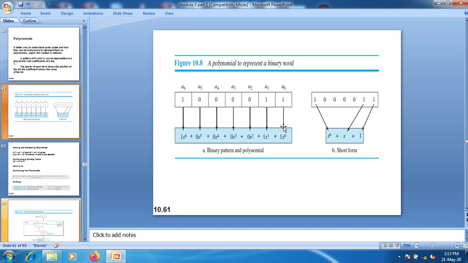Okay, x to the power 0, x to the power 1, x to the power 2, x to the power 3, x to the power 4, x to the power 5, and x to the power 6 here. We have a coefficient. This one is the coefficient of x to the power 0. This one is the coefficient of x to the power 1. This 0 is the coefficient of x to the power 2. This 0 is the coefficient of x to the power 3, and so on. You can use the short form, that is x to the power 6 plus x plus 1 here.